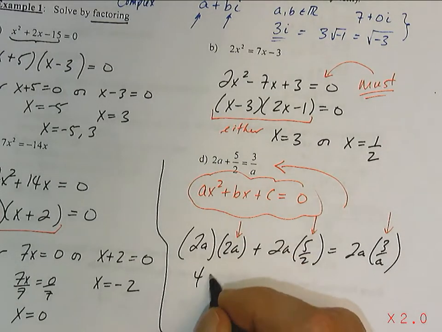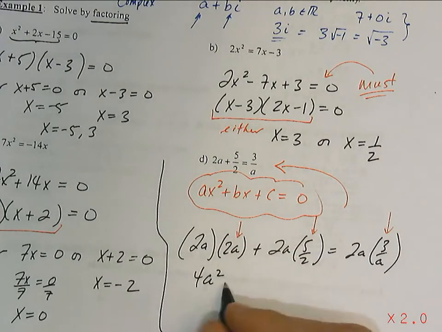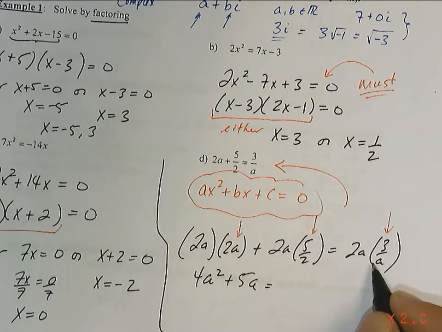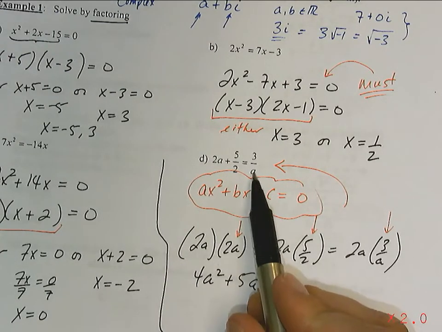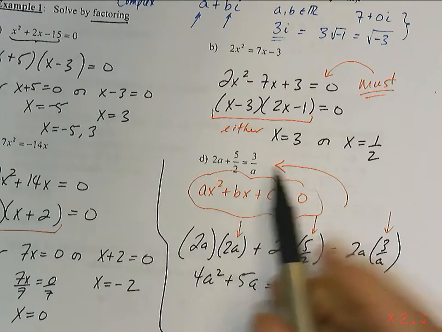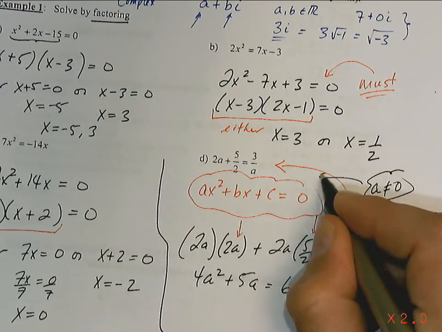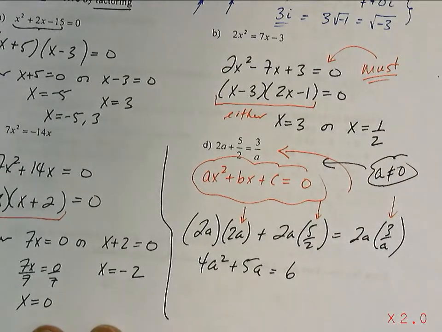So this becomes 4a squared. The 2's reduced, leaving me with plus 5a. The a's reduced, leaving me with 6. Now you're going to say, but you just introduced a restriction. A cannot equal 0. But it was a restriction that already was there. I already had a restriction here of a in the denominator, so it's no big deal. A cannot equal 0 from the question, not just because of what I did.